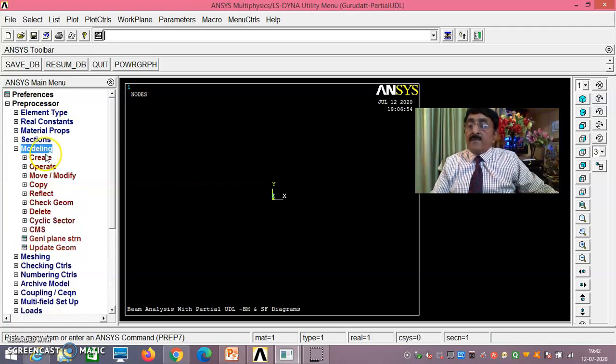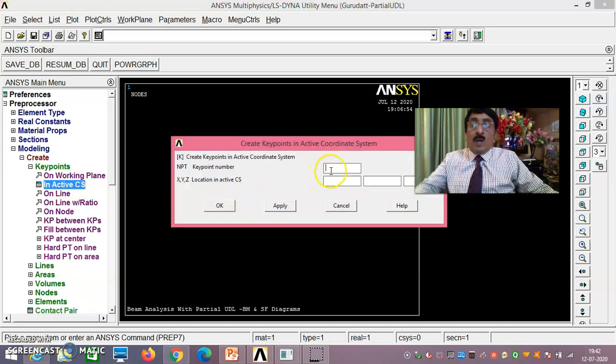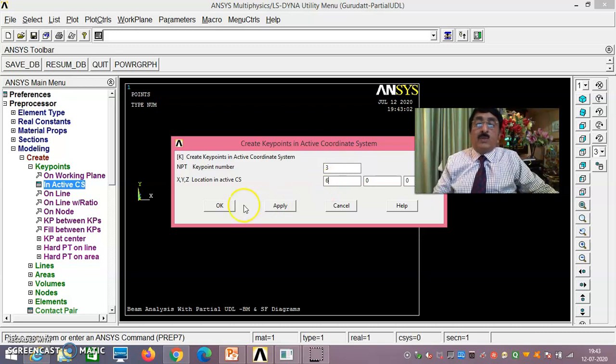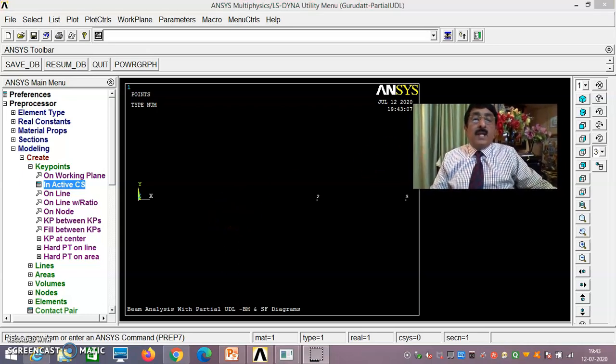Modeling you go, Create key points in active coordinate system. One is 0, 0, 0 you take, apply you do. 2 you take, 4, 0, 0 you do, apply you do. 3 you do, 6. See, I created 3 key points. Now, as you see here, you can verify the key points and all that, and we'll continue.